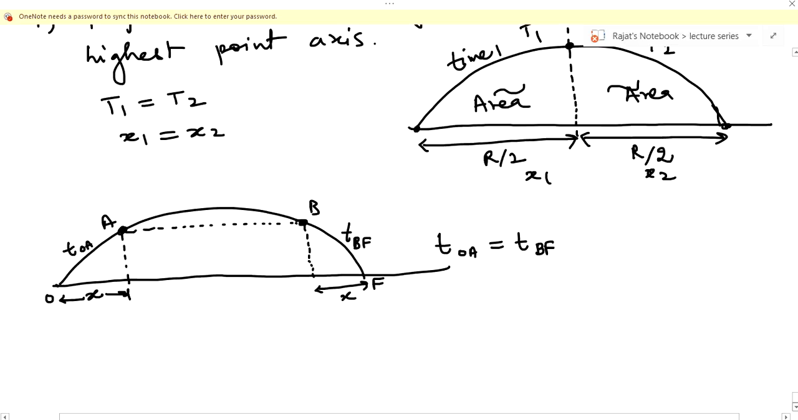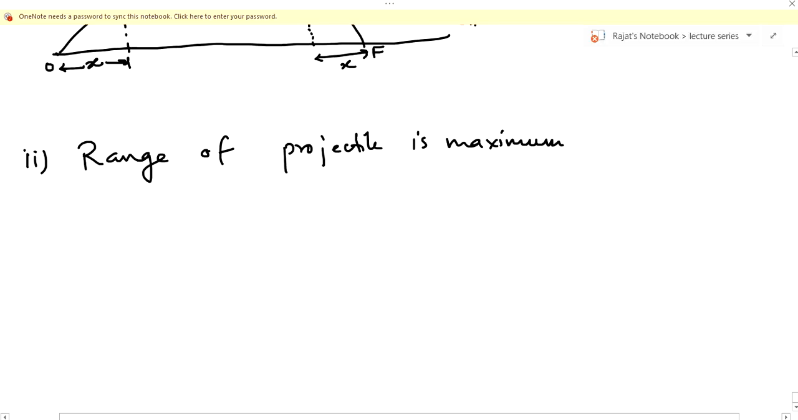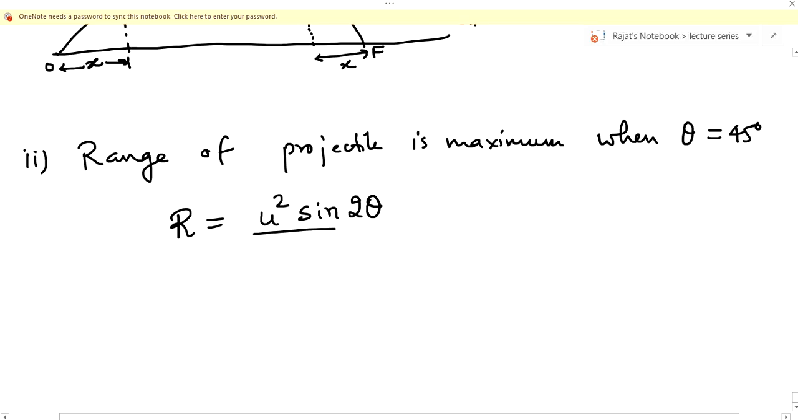The next point that I would like to make regarding the projectile is that the range of a projectile is maximum when theta is equal to 45 degrees. And this is very, very obvious if you know a little bit of trigonometry. We know that range is equal to u square sine 2 theta upon g. Okay, this is the range. Now just think about it. If I freeze the initial velocity, g is a constant.